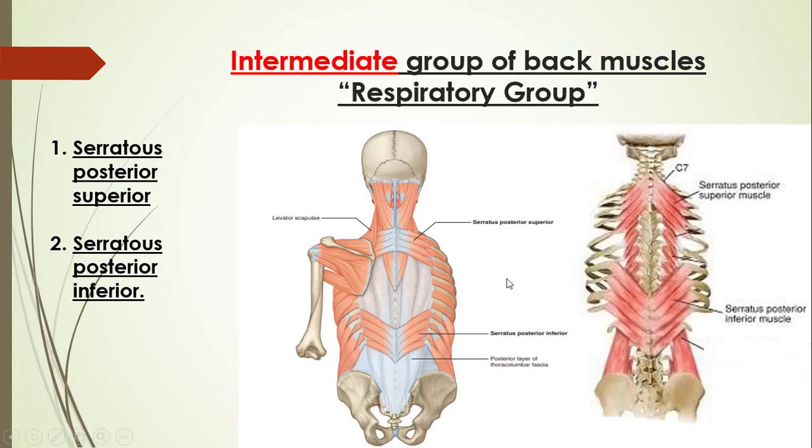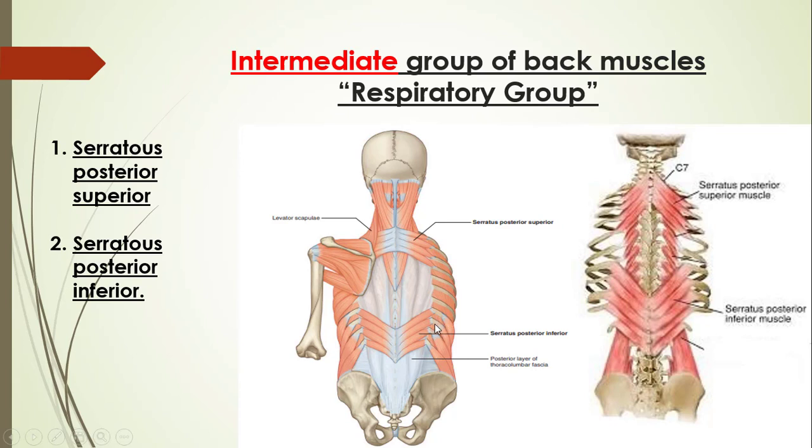Now let's see the origin of the serratus posterior inferior. It originates from the spinous processes of thoracic 11, 12, lumbar 1, 2, and 3. So spinous processes of thoracic 11 to lumbar 3, and the supraspinous ligaments, which are on the tips of spinous processes. It's inserted into the lower border of ribs, not like the serratus posterior superior where it's attached to the upper border. The serratus posterior inferior is inserted into the lower border of ribs.